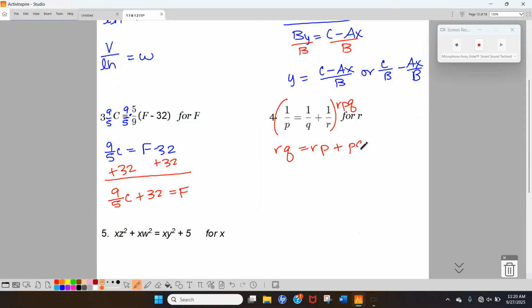All right, so then you want R by itself. So we're going to subtract RP. Let me make sure I'm in the habit of showing all of my work because you have to on a tech test. So we're going to subtract RP because we need R's on the same side if we're going to try to get them together.